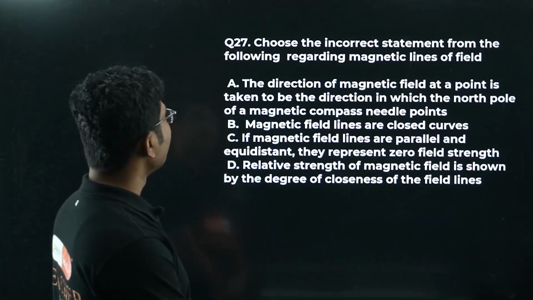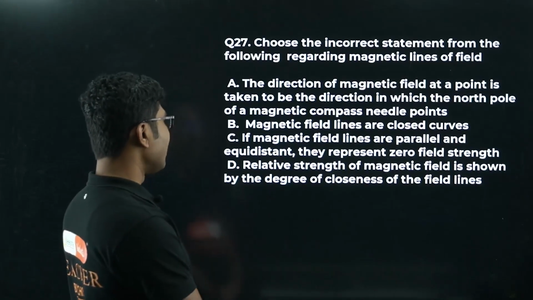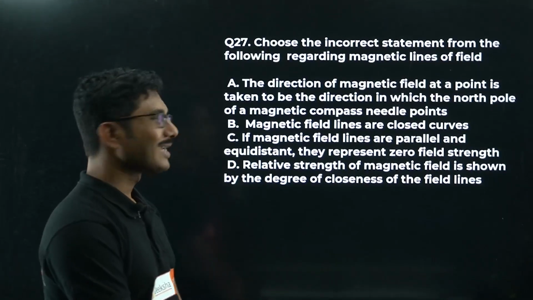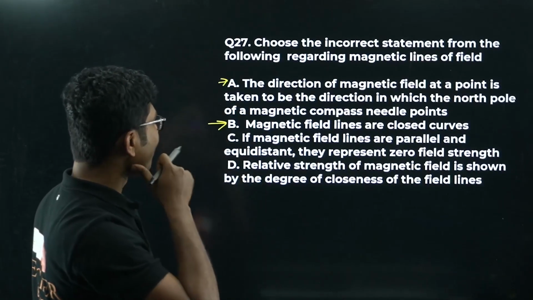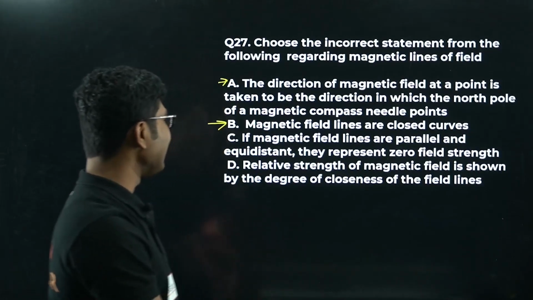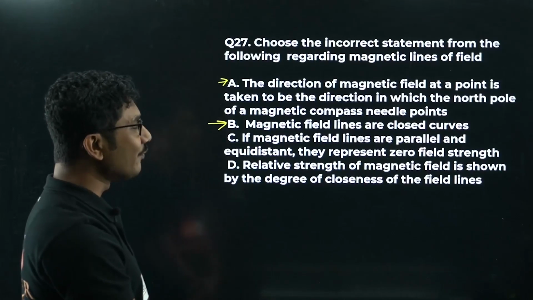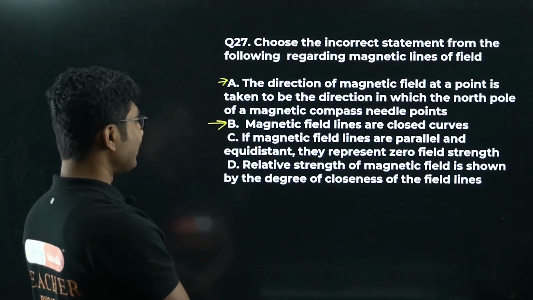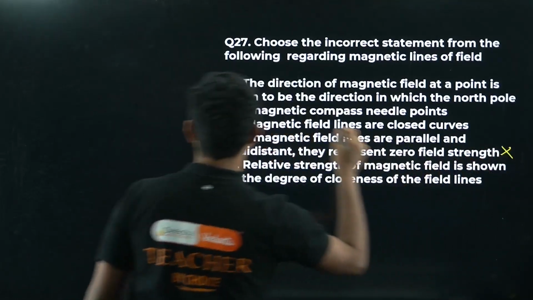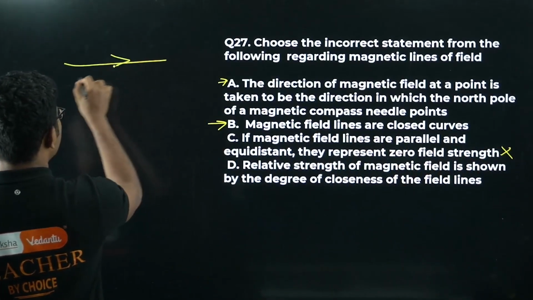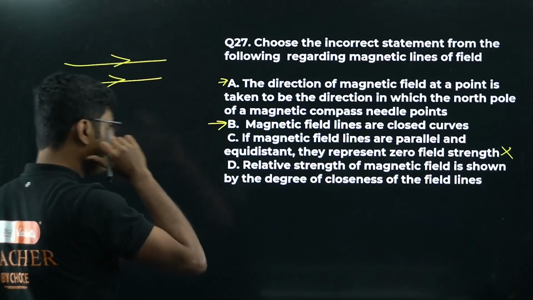Okay, what is the question? Incorrect statement. So that's why I am thinking that both of them are correct statements. This is the correct statement, this is also a correct statement. If magnetic field lines are parallel and equidistant, they represent zero field strength. So this is not correct. If the magnetic field lines are parallel, they represent a constant magnetic field, not zero magnetic field.